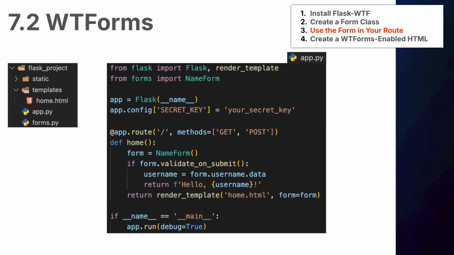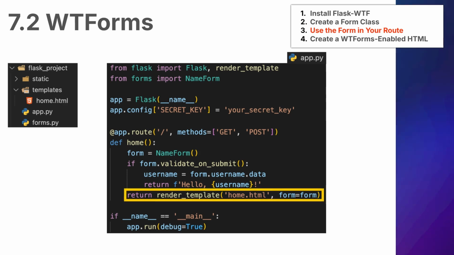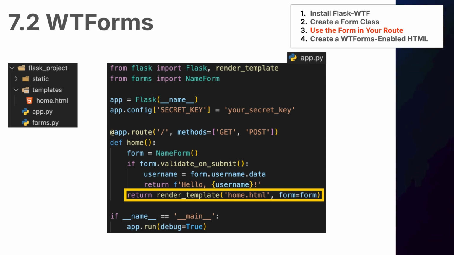form.username.data gets the value the user typed into the username field. The data holds the actual user input. If the form is successfully submitted and valid, show a simple message greeting the user with their name. If the form is not submitted yet, or if it's invalid, show the home HTML page and pass the form to it.